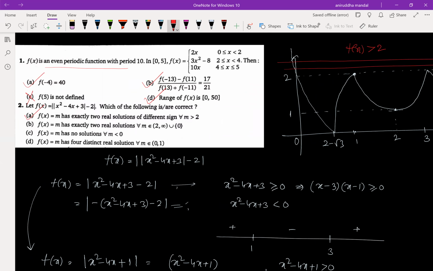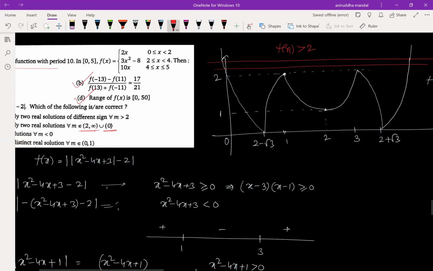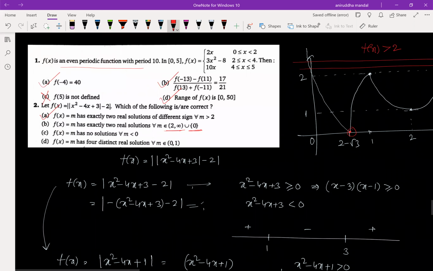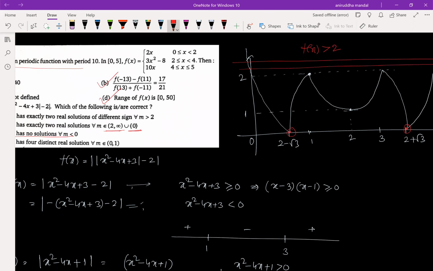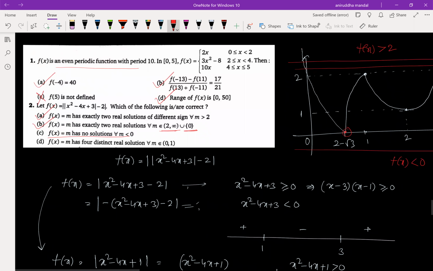Okay, next is f(x) equal to m has exactly two real solutions when m is between 2 and infinity, which is correct. We have already checked, and at 0, obviously at the 0 point we have two solutions. So this is also correct. Next is f(x) equal to m has no solution for m less than 0. So m less than 0 means f(x) is less than 0. So obviously it is also correct. At 0 we have the last point, so it will never cut the graph. So this is also correct, option C.